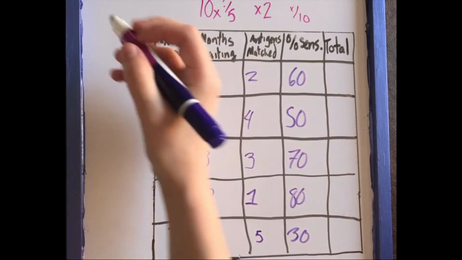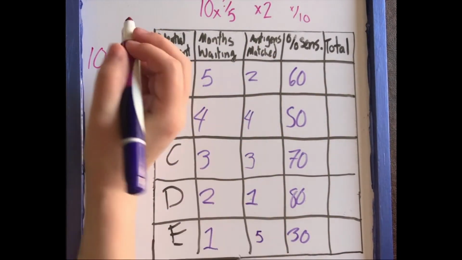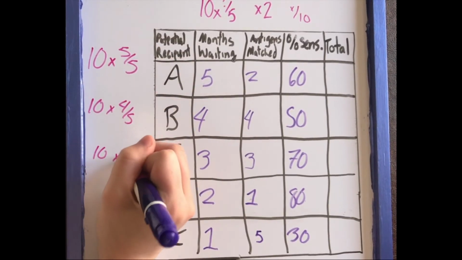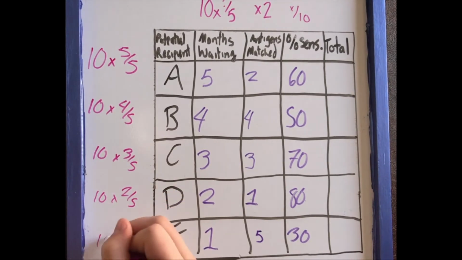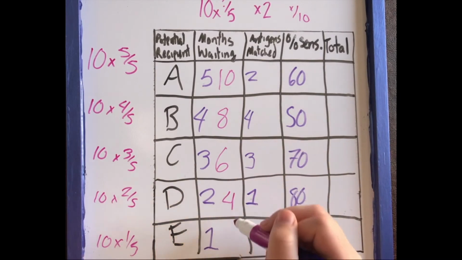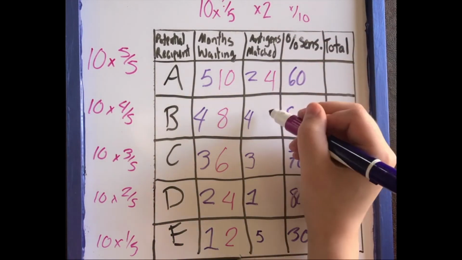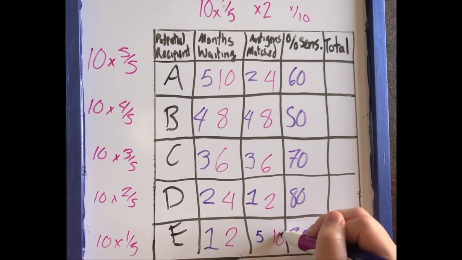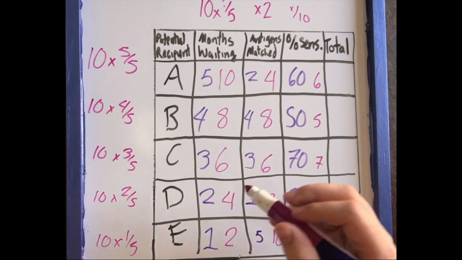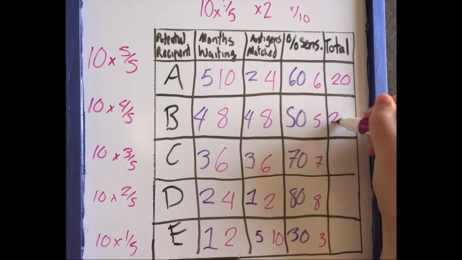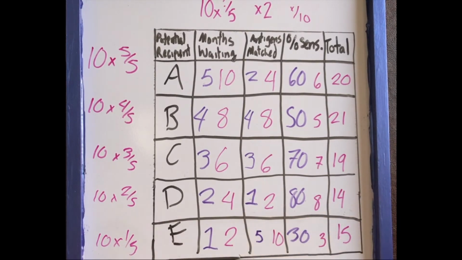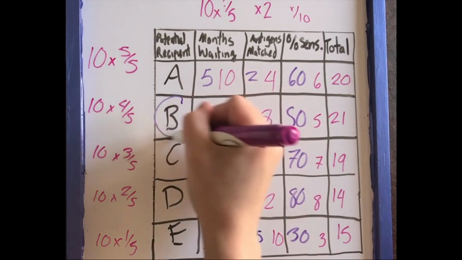Let's look at an example. For months waiting, we'll multiply 10 by the position of the patient over the total spots on the list. So in this example, it would be 5. Multiply the antigens matched by 2 and divide the percent sensitized by 10. This gives us the total points of 20, 21, 19, 14, and 15. Considering the total points, we can see that person B would get the organ.